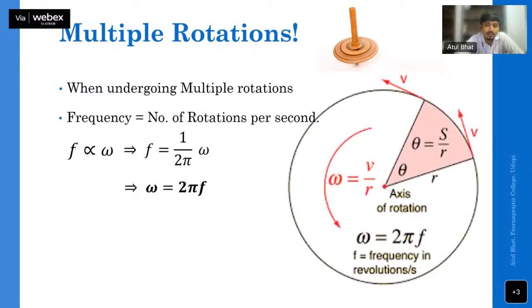Okay. Now we know that S is equal to r theta, and we know that V is equal to omega r. So I can write omega is equal to V by r. And from that, I'll get all of these formulas that are shown on the screen.